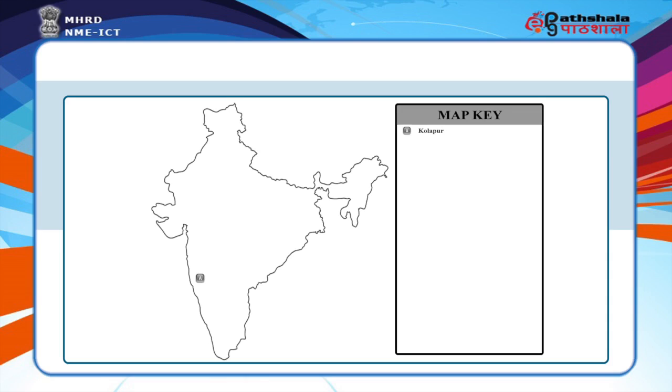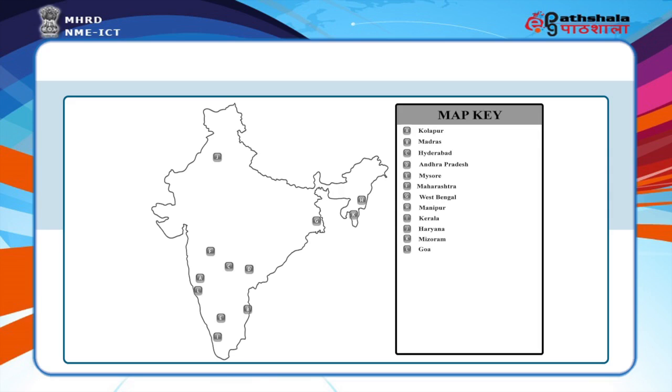The states that enacted library laws are Kolhapur, which is now defunct, Madras, now called Tamil Nadu Library Act, Hyderabad, which is defunct, Andhra Pradesh, Mysore, now called Karnataka Library Act, Maharashtra, West Bengal, Manipur, Kerala, Haryana, Mizoram, Goa, Gujarat, Orissa, Uttaranchal, Rajasthan, Uttar Pradesh, Bihar, Chhattisgarh, and Arunachal Pradesh.